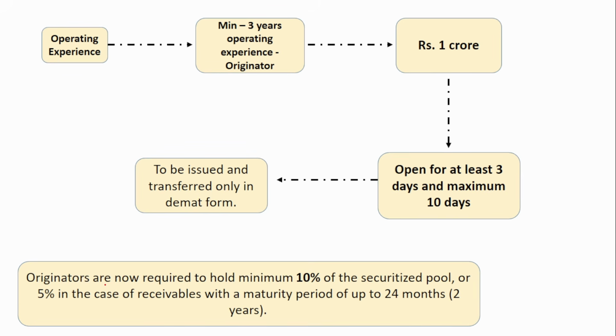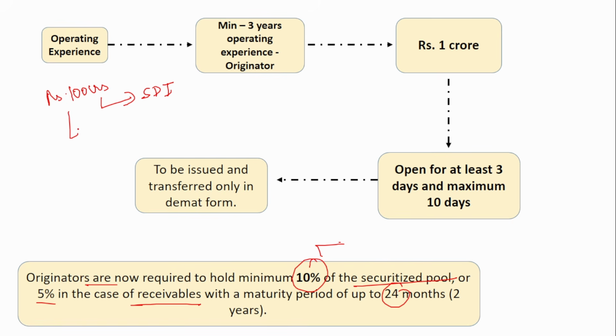The next point is that originators are now required to hold a minimum of 10% of the securitized pool, or 5% in the case of receivables with a maturity period of up to 24 months or 2 years. So what does this mean? In the previous example we saw that rupees 100 crore worth of mortgage-backed securities were converted into SDIs, securitized debt instruments, which is called securitization, and sold to the investors.